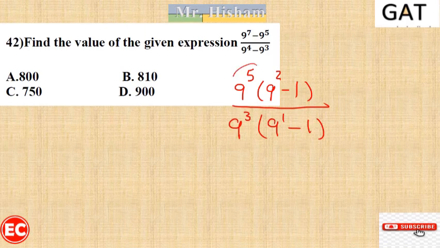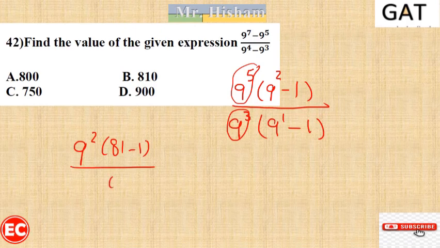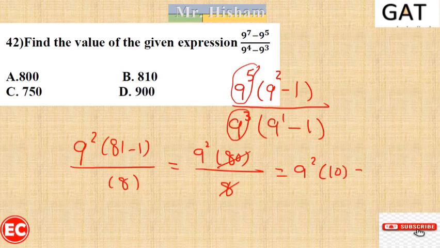So 9 power 5 divided by 9 power 3 gives me 9 power 2, and 9 squared is 81. So this is 81 minus 1, and 9 minus 1 is equal to 8. So it's 9 power 2 multiplied by 80 divided by 8, which is equal to 9 power 2 multiplied by 10. So it's 81 multiplied by 10, which is equal to 810. So the right answer is B.